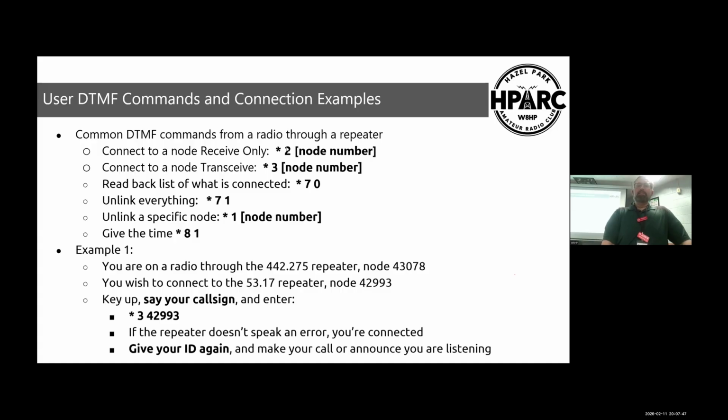So here's a list of the common commands. If you want to connect to a node and only hear what's on the other node and not have your audio go to that node, you dial *2 and then the node number. If you want to connect and be able to talk both ways, you dial the node number, but with a *3 before it. If you want to know what's actually connected, you could dial *70. If you wanted to unlink everything, *71.